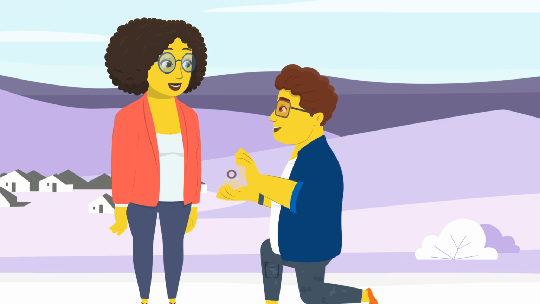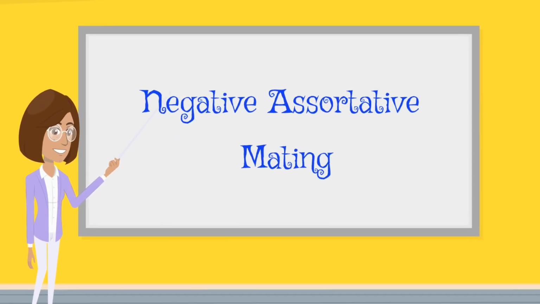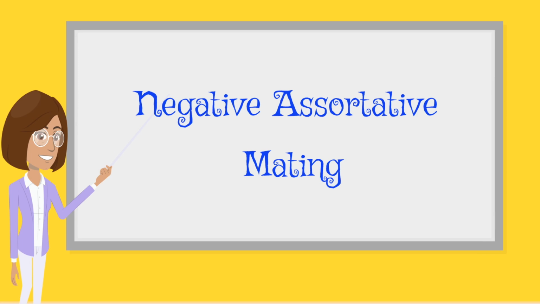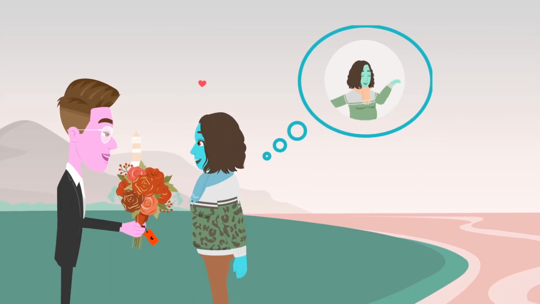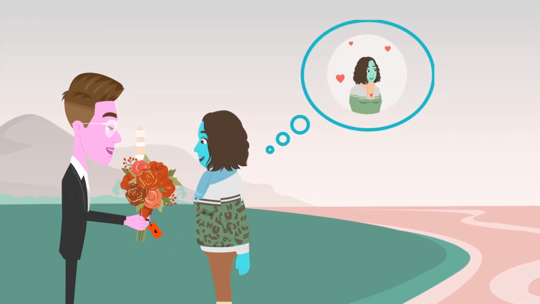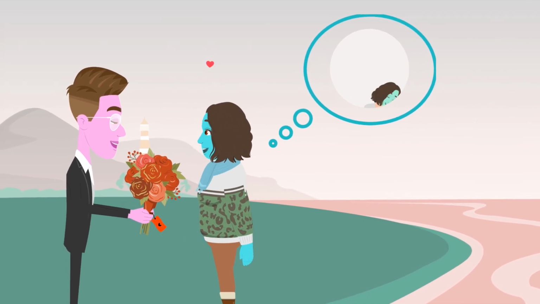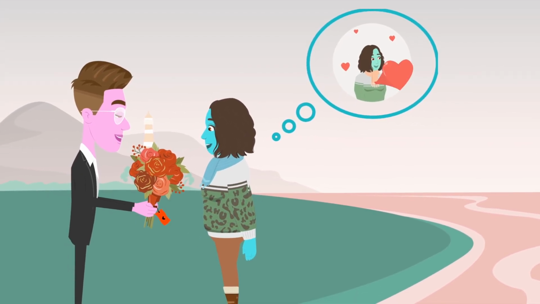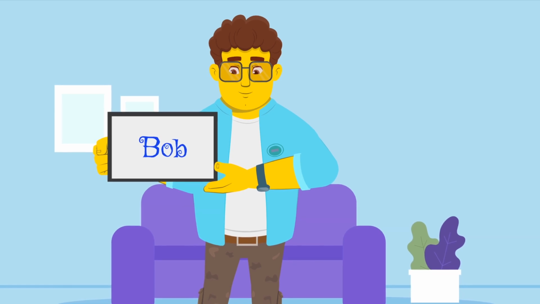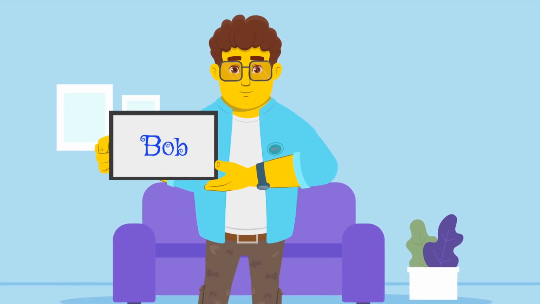On the other hand, negative assortative mating occurs when individuals prefer partners who are different from themselves, such as when people with different skin tones pair up, leading to greater genetic diversity. Let's dive into Bob and Lucy's story to understand more about positive assortative mating.